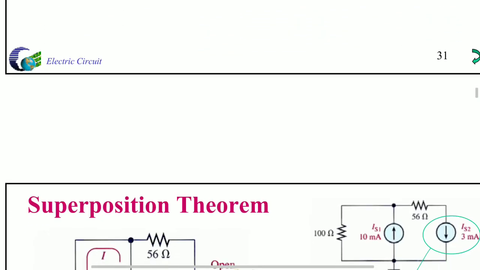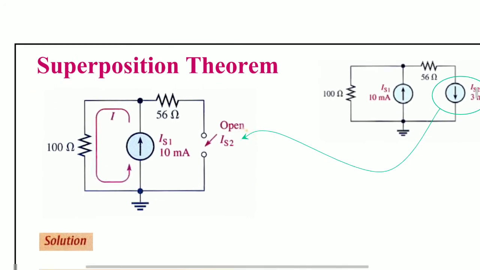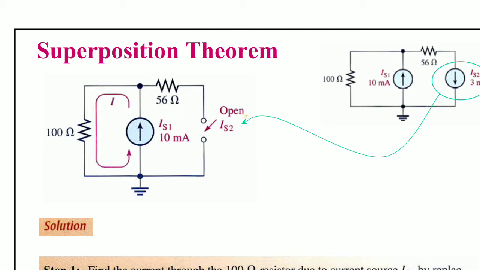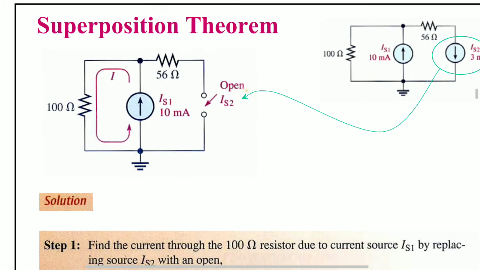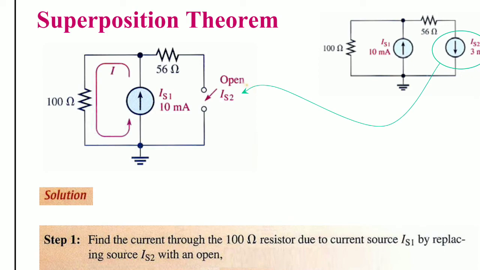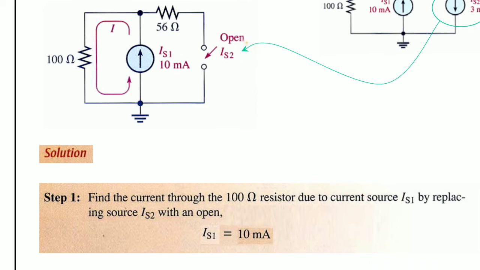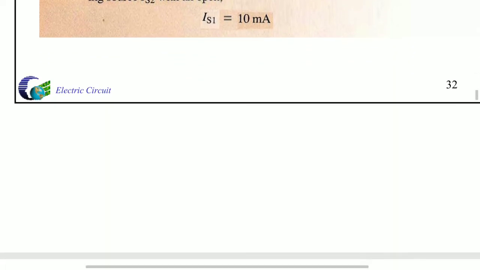So now go for step 1. Here the current source 2, that means the second current source, is deactivated, that means it is 0. When it is 0, the circuit is open circuit, there is no current in that branch. So the 10 milliamps from source one, the whole current, is flowing through the 100 ohms. So in the 100 ohms the current from source one is 10 milliamps. So IS1 is 10 milliamps.